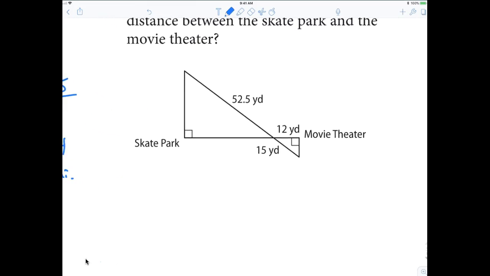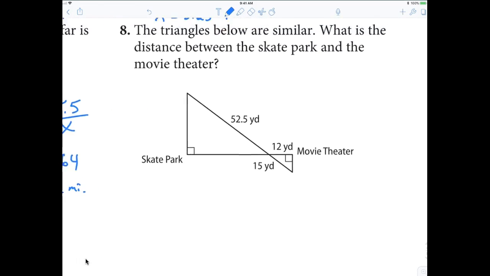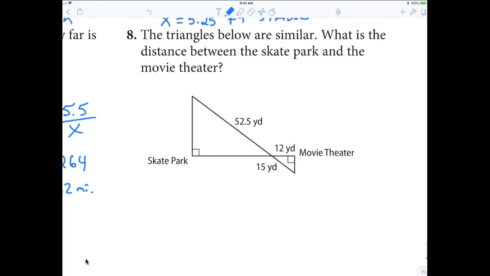So when you set this one up for me, what am I trying to find? I'm trying to find the distance between the skate park. So that's the unknown, right? But look here, everybody look up. They're asking for what, though? That whole distance, do you agree? So the first thing I have to do is find x. How would I set that up?